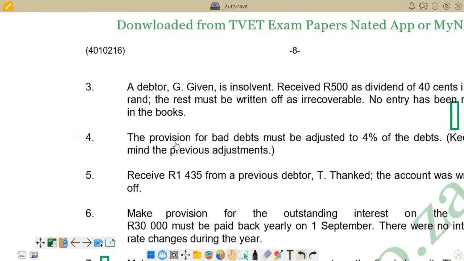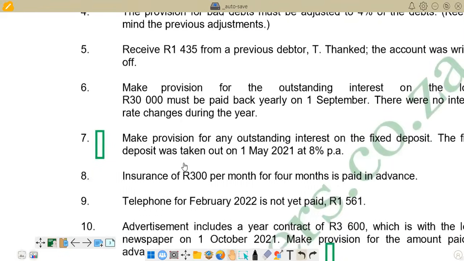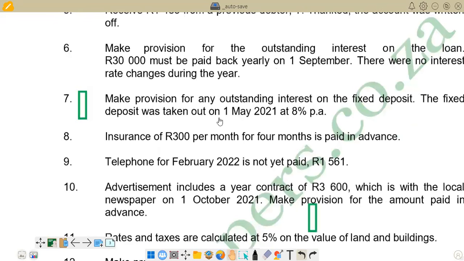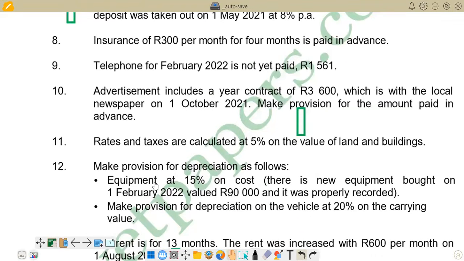We go down to see if we've got anything that is affecting rent income. We are not seeing anything there. This is interest on fixed deposit, insurance, telephone. Advertisement. Then if we go down again, we see that there's rent and rates there, calculated at 5%. Rates and taxes at 5%. Then we go down. Now we've got depreciation.